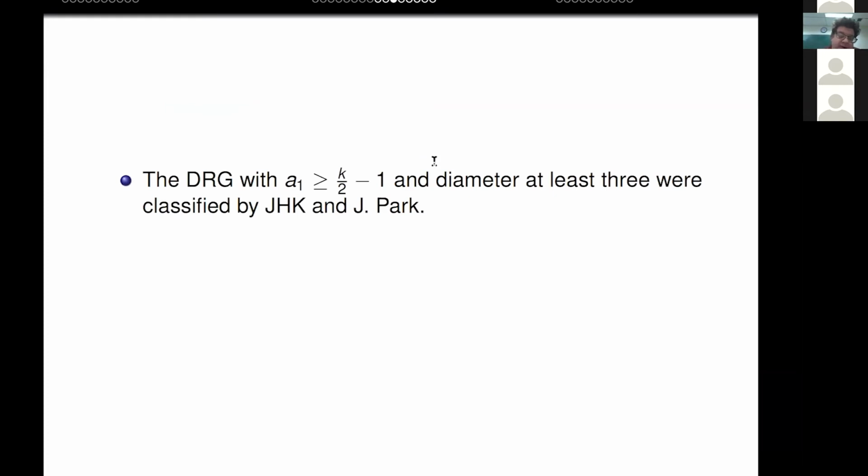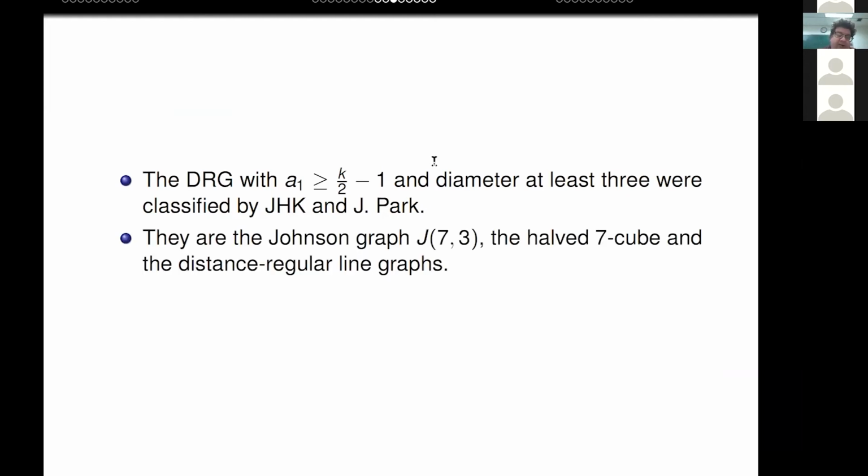So for those graphs with the condition A1 at least k over 2 minus 1 and diameter at least 3, they were classified by myself and Jeong-Yuk Park. There are essentially only the Johnson graphs, the half cubes, and the distance regular line graphs. The distance regular line graphs, except for the polygons, have diameter at most 4. So we essentially know all of them.